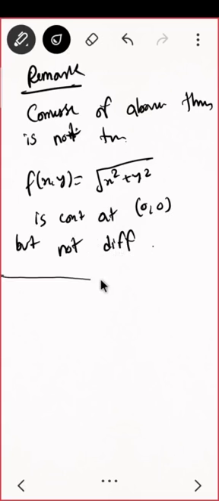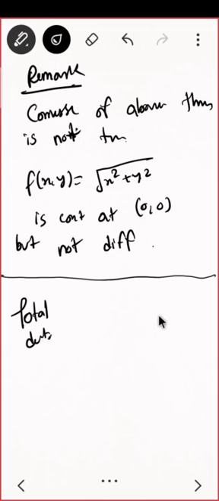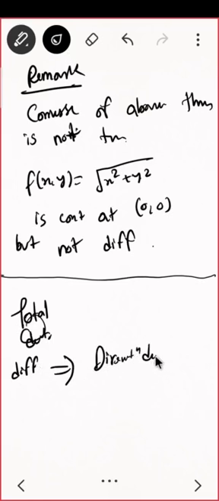So let us see. As you know, I started with saying that we have known about the total derivative, correct? And I want to relate it with your directional derivative and partial derivative. So what does the next theorem say? If your function is differentiable, then its directional derivative exists in all directions. That means differentiable implies directional derivative exists in all directions.